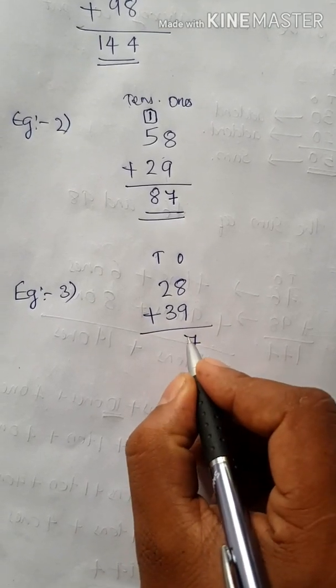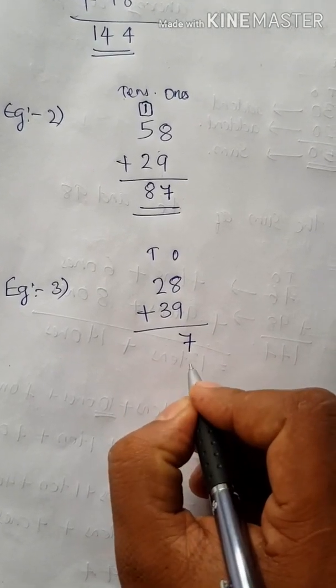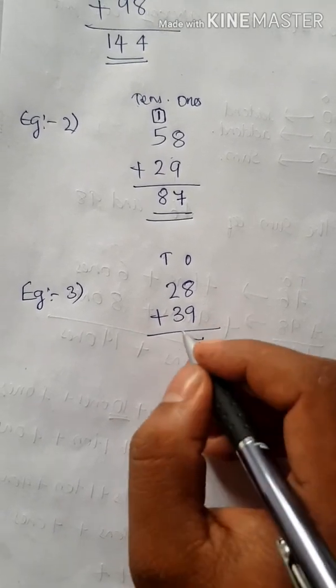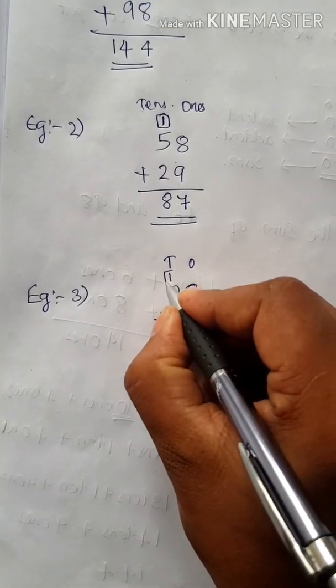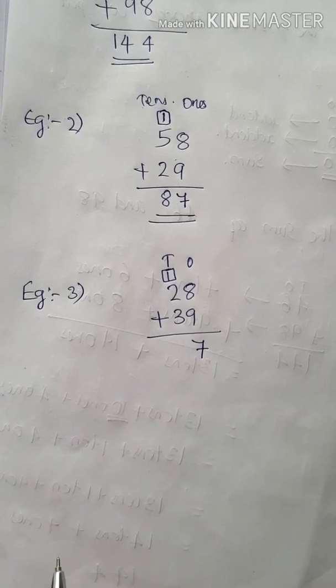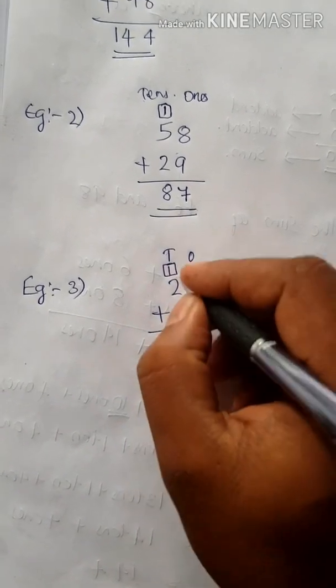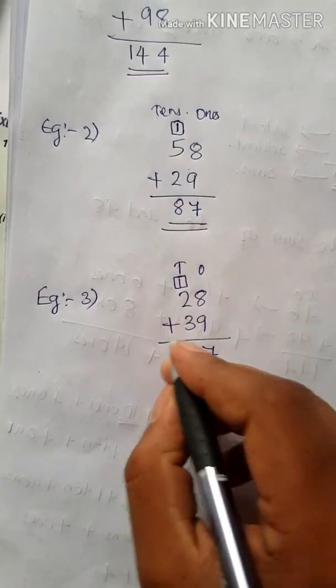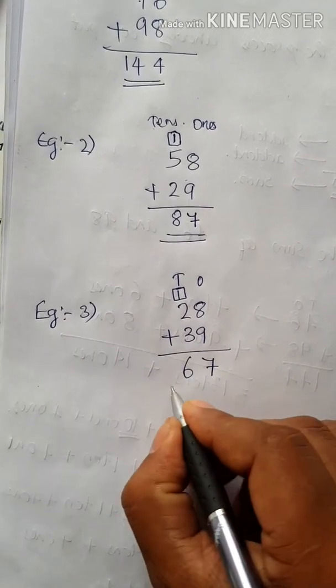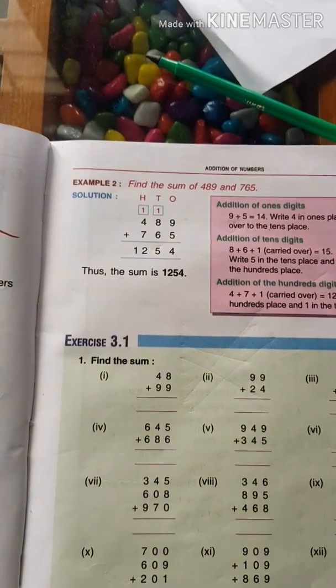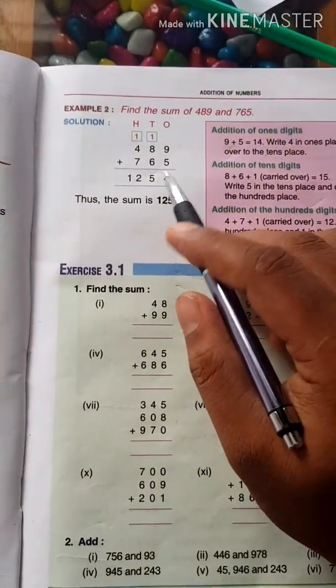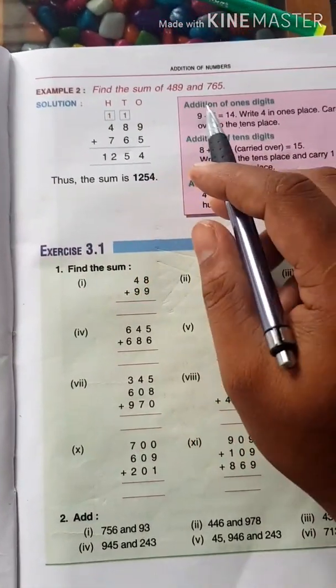So 7, let's write in the ones column, and 1 is carried forward to the tens column. So 1 plus 2, 3, 3 plus 3, 6. We got the answer 67. Okay, next example. Here they given a 3-digit number.